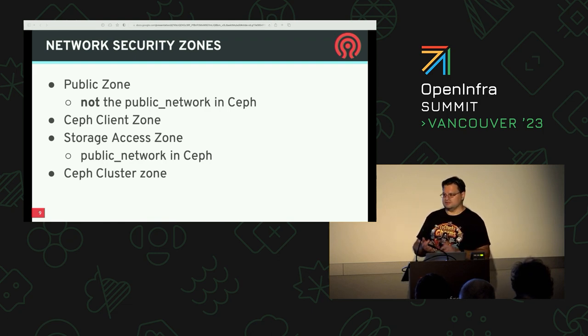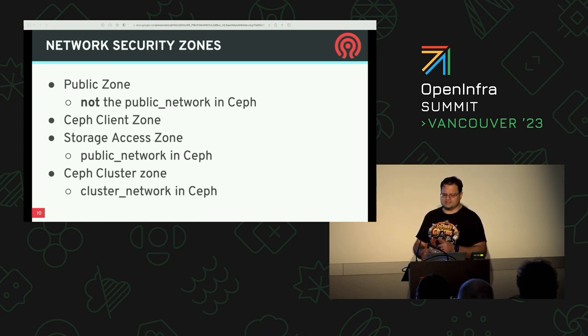These could be the object gateway, for example, the Ceph file system, or block storage. Ceph clients are not always excluded from the public security zone. For instance, it is possible to expose the object gateway's S3 or Swift APIs in the public security zone. That's exceedingly common. Next is the storage access zone. That is an internal network providing Ceph clients with access to the storage cluster itself.